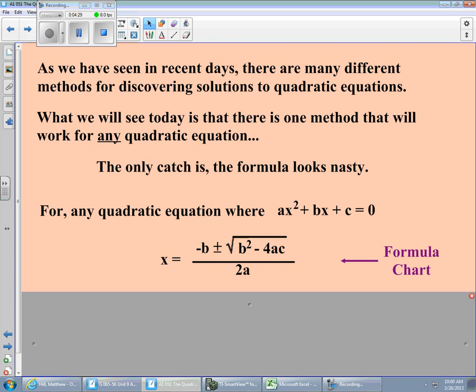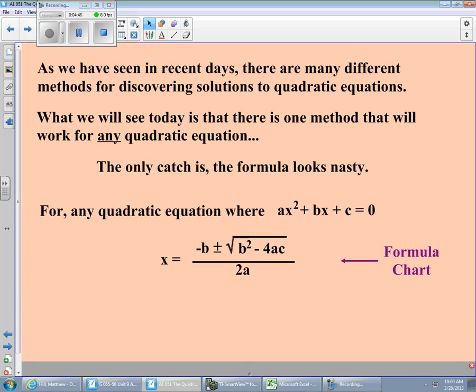So if you take those three values, a and b and c, and plug them in everywhere that you find an a and a b and a c in the quadratic formula, this formula will hand you the values for x that solve the equation. So it's a pretty easy thing. It's awful looking. A lot of people just look at it and go, whoa, that's too complicated. I'm not doing that formula. I'd rather do some of the other stuff we've been doing.